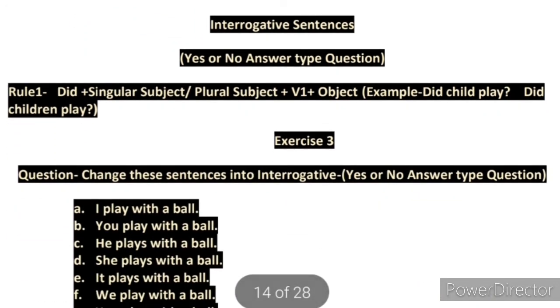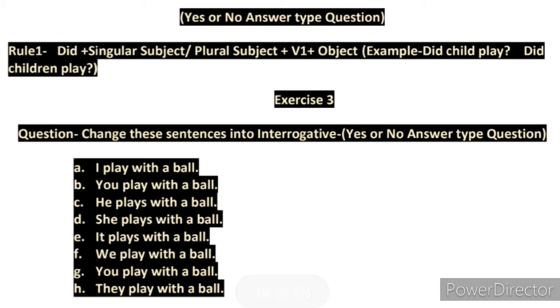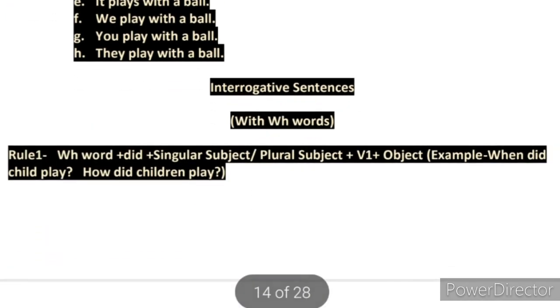Now next, interrogative sentences, yes or no answer type of questions. The rule is did plus singular subject or plural subject plus v1 plus object. We are supposed to keep did in the beginning and the rest will be the same. For example, I play with the ball, answer will be did I play with the ball, question mark. You play with the ball, did you play with the ball, question mark. So in this way we will solve this.